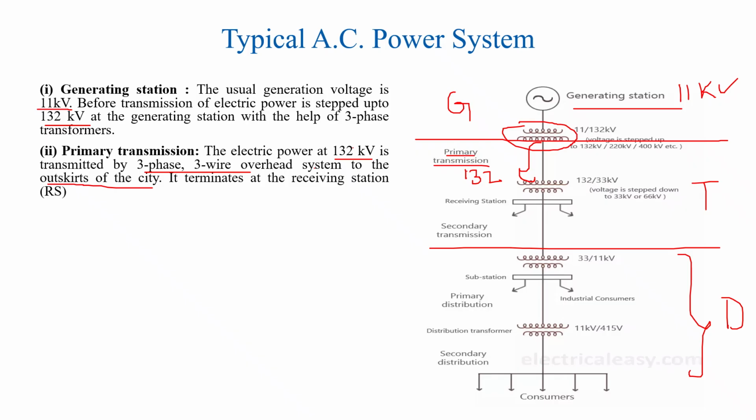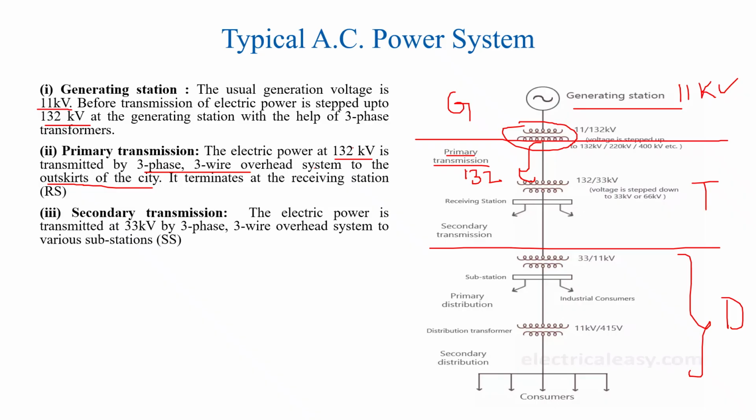In the receiving station, there is a step down transformer which steps down the voltage from 132 kV to 33 kV. The secondary transmission voltage is 33 kV. It is also transmitted using a 3-phase 3-wire overhead system and it comes up to the substation. The primary transmission ends at the receiving station and the secondary transmission ends at the substation. So here the secondary transmission voltage is 33 kV, and it runs from the receiving station to the substation.